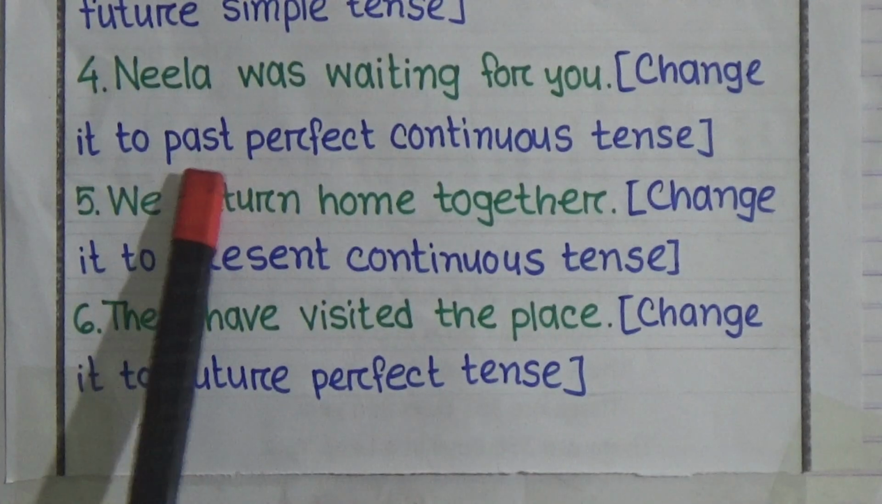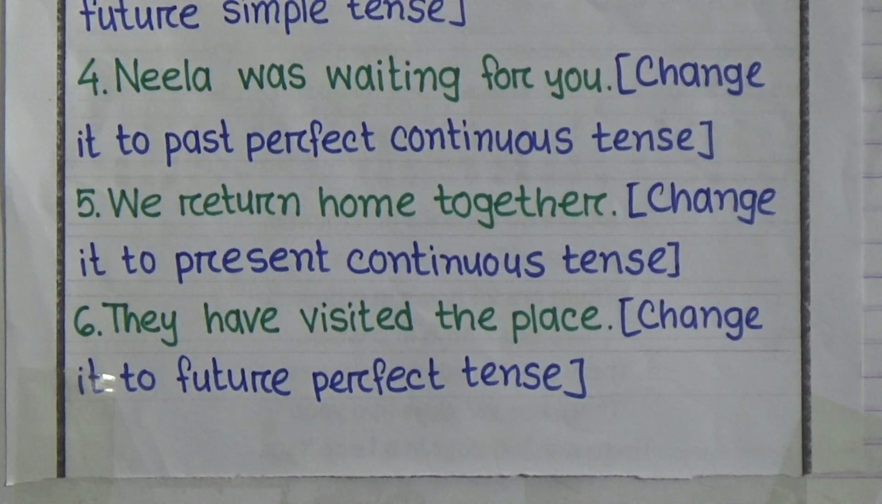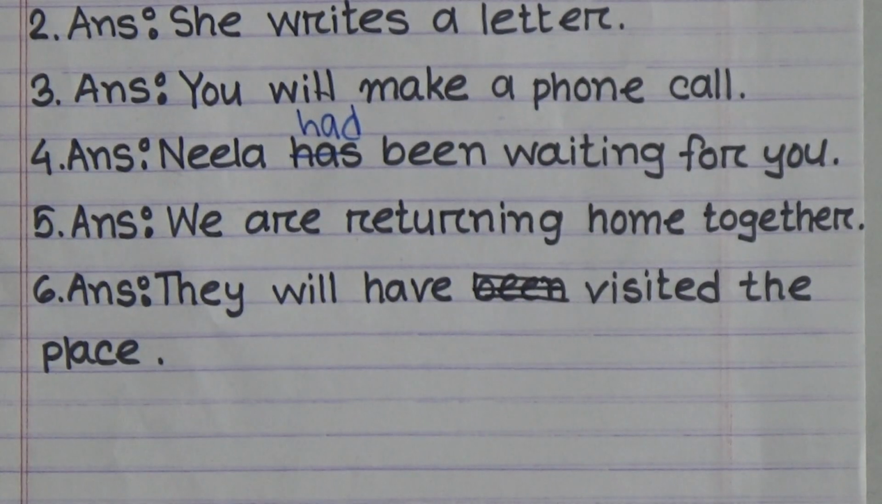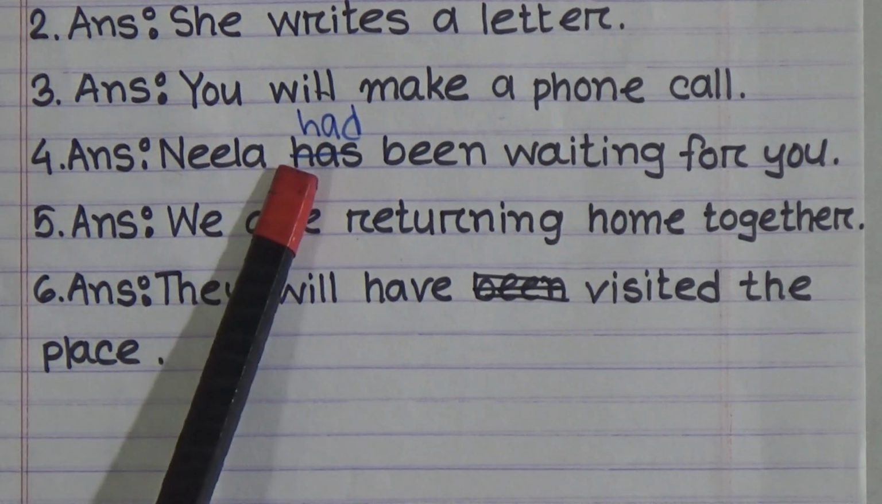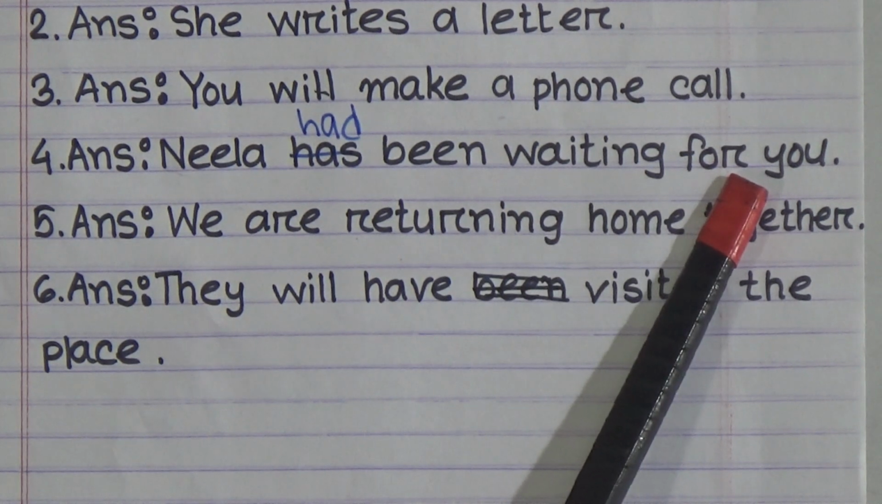So students, look here, we are saying past perfect continuous tense. The structure of past perfect continuous tense is had, and for present perfect continuous tense we can use has or have. So we have to write here had been. Nila had been. Look here, we are saying past perfect continuous tense. Past, had is the indication of past. So we have to say Nila had been waiting for you.